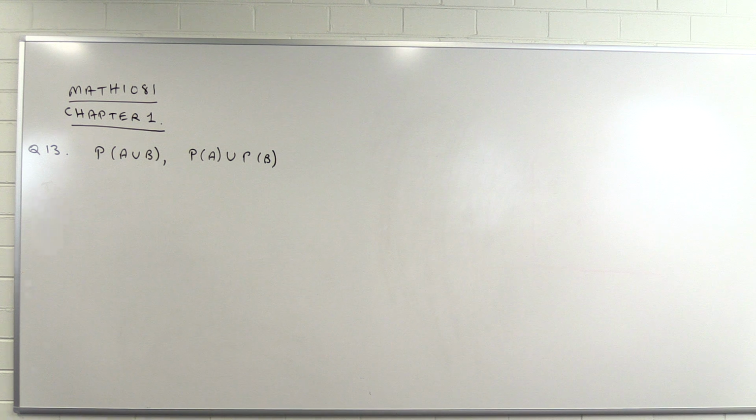Hello, we're going to look at discrete maths, MATH1081, Chapter 1, Question 13. This question gives us two sets A and B. We take the union of those and take the power set, and then we take the union of the power sets of each of those sets. The question asks us to find whether there is any containment relationship between these two sets.